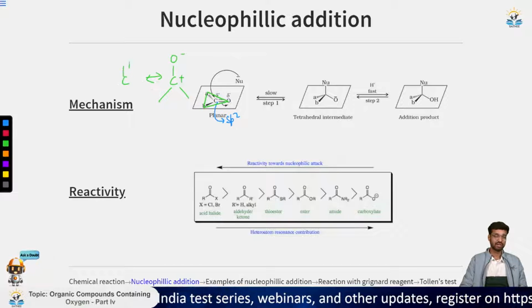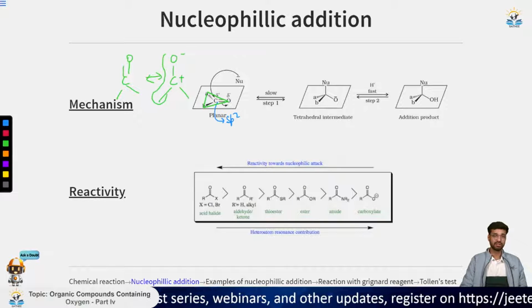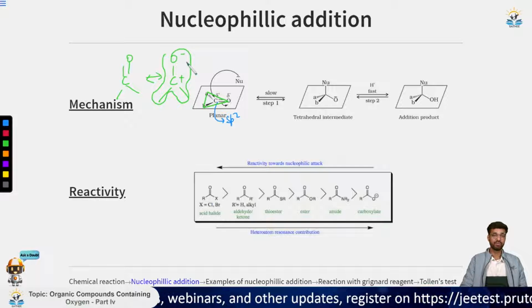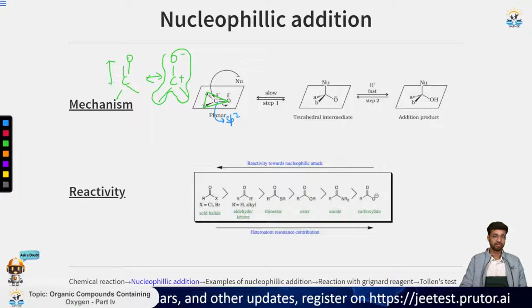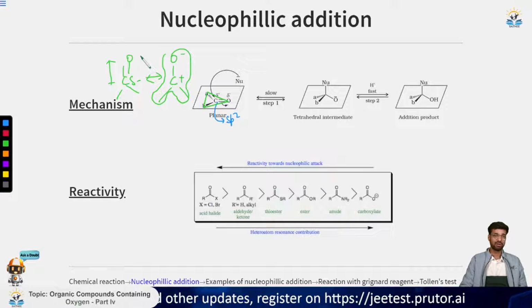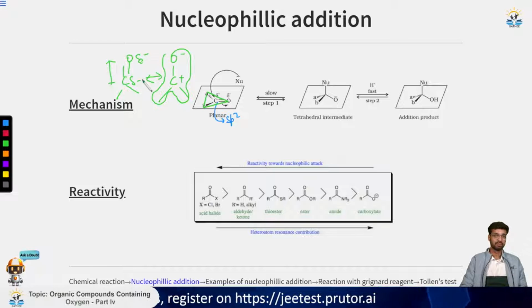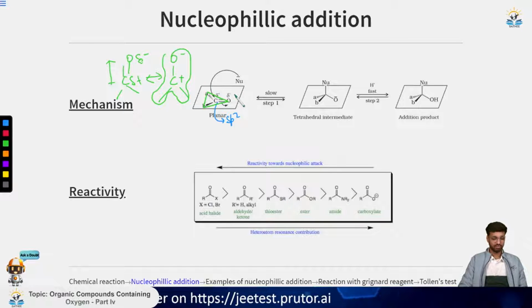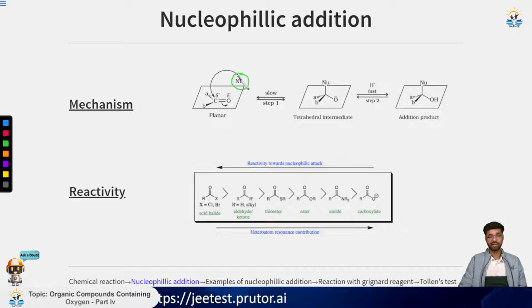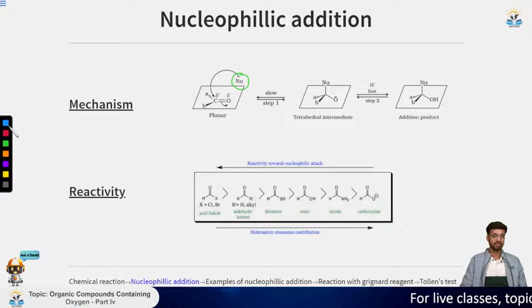This is the resonance structure of the carbonyl. Due to this structure, it contributes toward the creation of a dipole on this carbonyl bond. Now what will happen? We have a nucleophile here. A nucleophile can have a partial negative charge or a full negative charge. We are taking the full negative charge. This negative charge will attack this partially positive carbonyl carbon here.